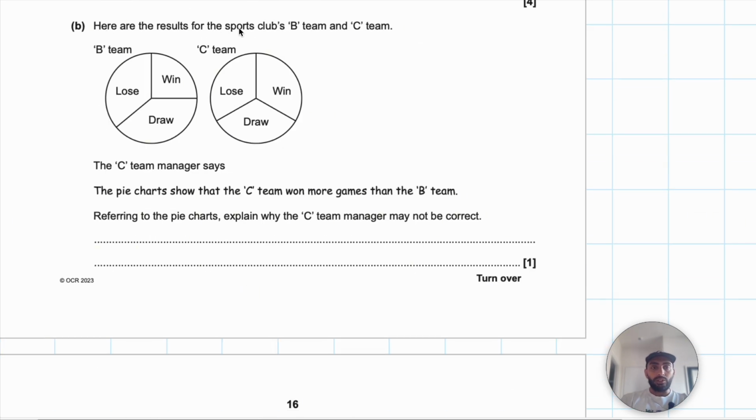Part B, here are the results for the sports club's B team and C team. The C team manager says the pie charts show that the C team won more games than the B team. We can see that this bit is bigger than that bit, but we can't see how many games they played in total. Referring to the pie charts, explain why the C team manager may not be correct. We can't see the total amount of games, so we can just say the total amount of games they each played is not given.